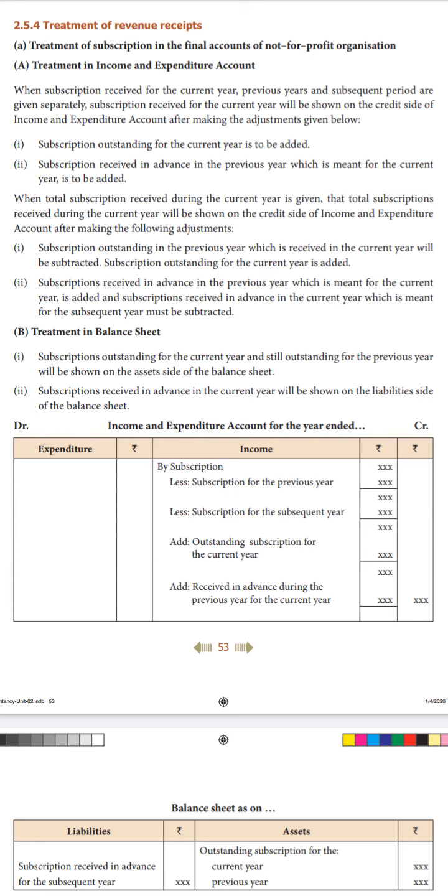Treatment in the balance sheet. In the balance sheet we will be showing the subscription outstanding for the current year, and if there is any outstanding amount of the previous years, it will also be shown on the asset side. Sometimes they'll give still outstanding for the previous year. In that case all the outstanding amount should be written on the asset side. And if you have subscription received in advance in the current year, that should be shown on the liabilities side of the balance sheet.